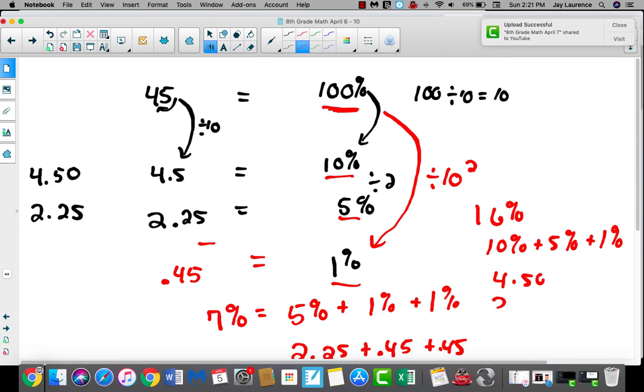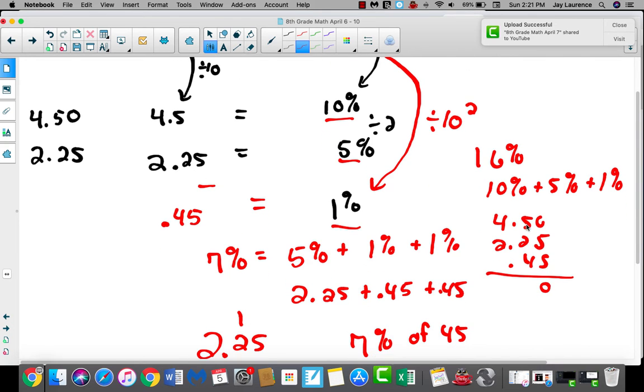450, 225, and 45. And when I add those together, let's see, I'm going to get 9, 11. I had to carry, right? Yeah, so that's 12. And then carry. So I'm telling you that 16% of $45 is $7.20.